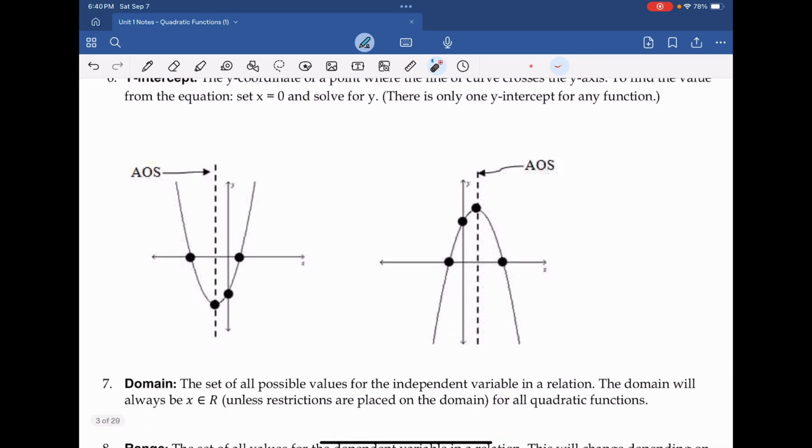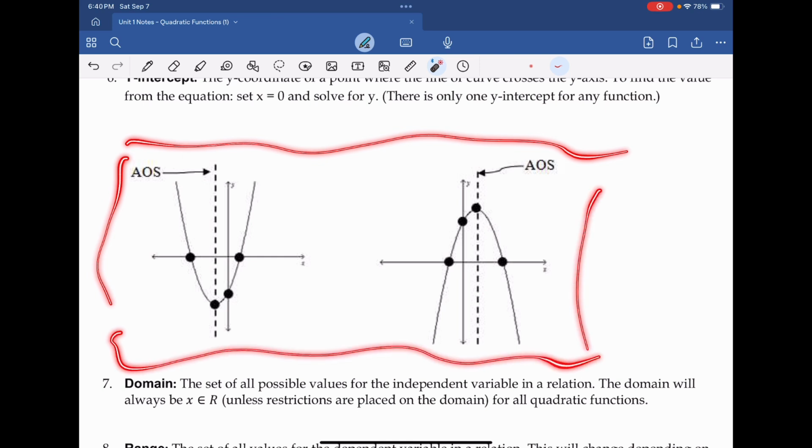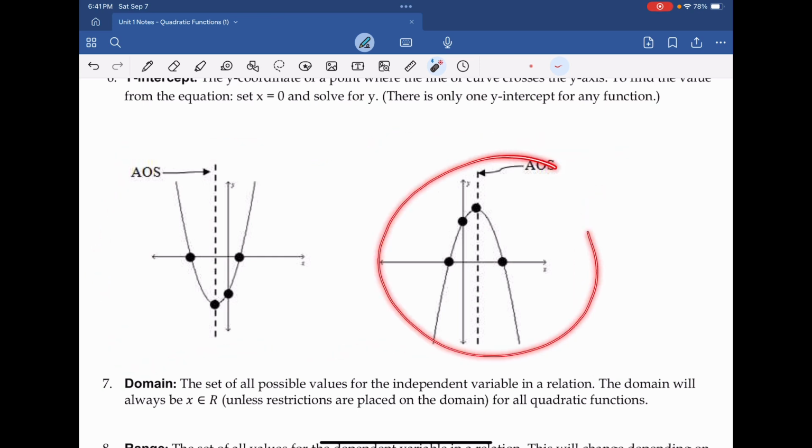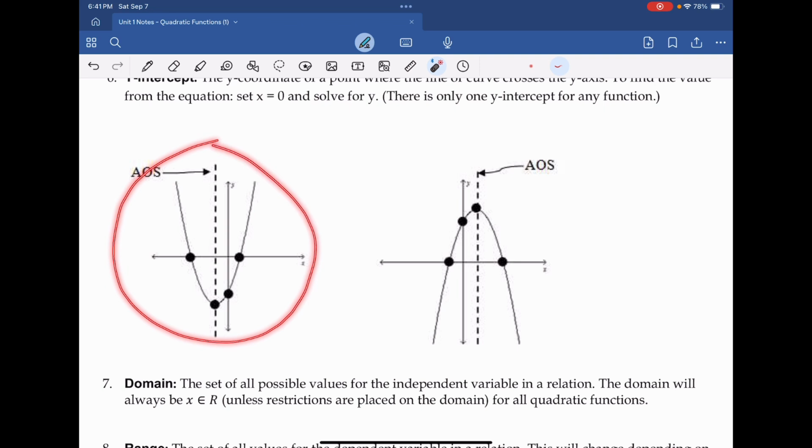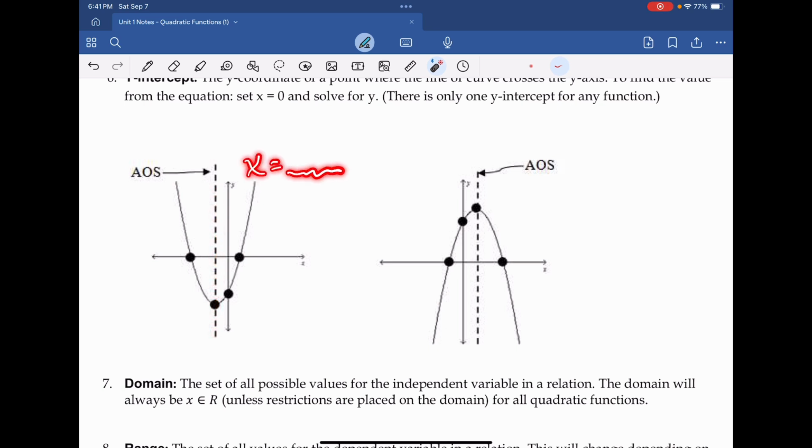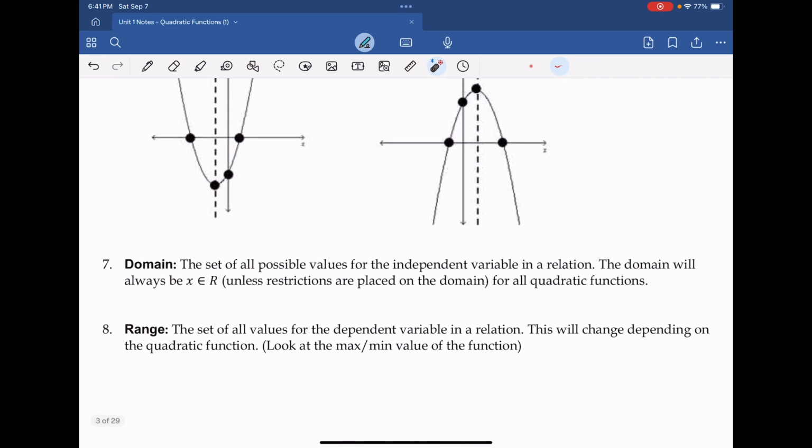Now, just as a visual of what the axis of symmetry is, regardless of if I have a maximum, which is the second case, or a minimum, which is the first case, anytime I have the axis of symmetry, it's always that vertical line as defined by x is equal to some value that divides this into a symmetrical set of left and right sides. Now, we look at the domain and range.